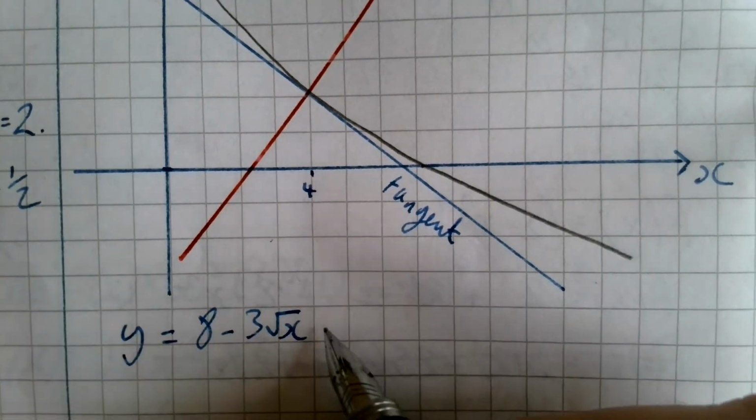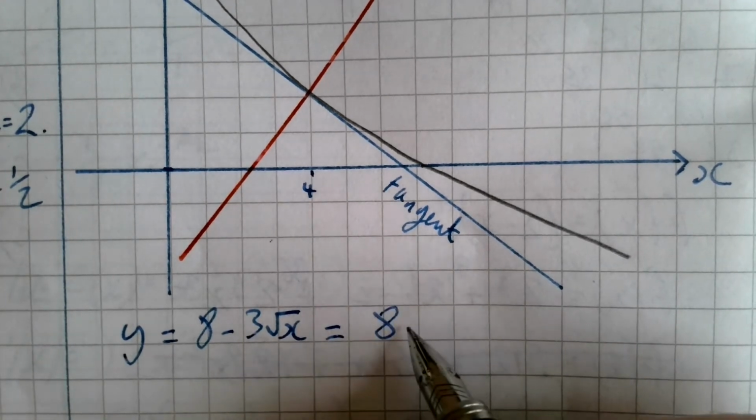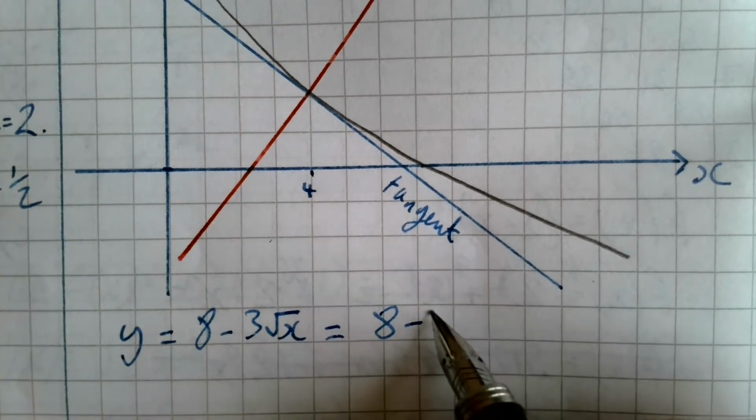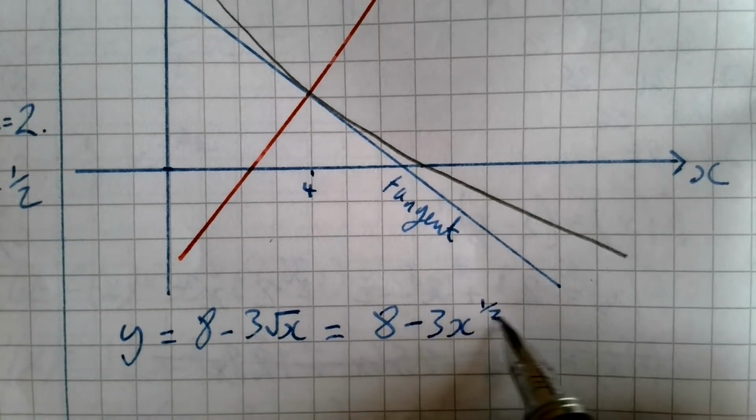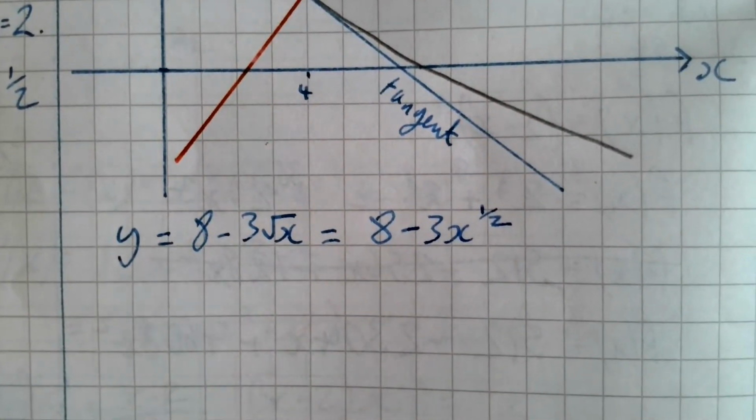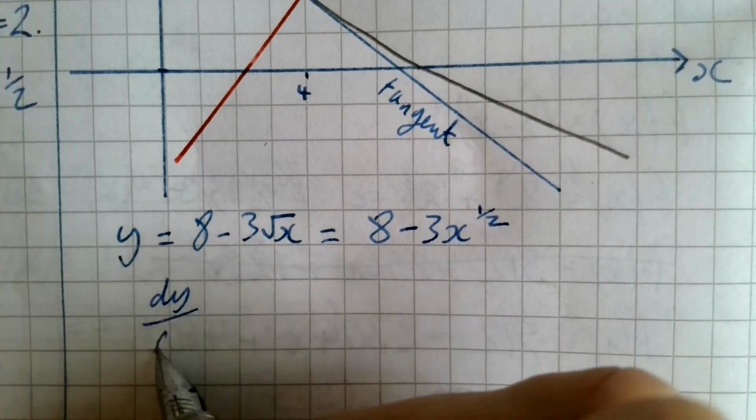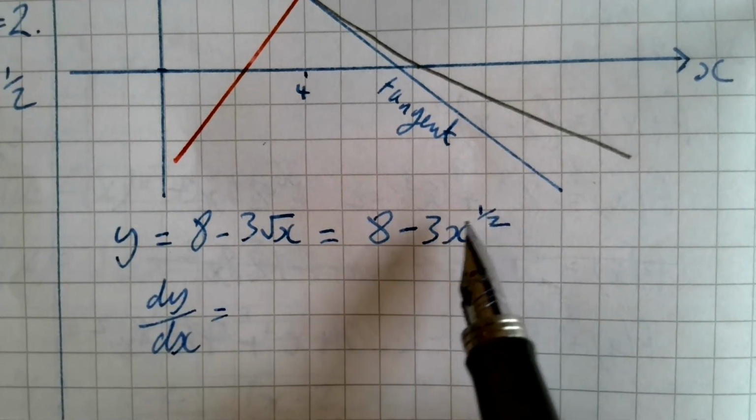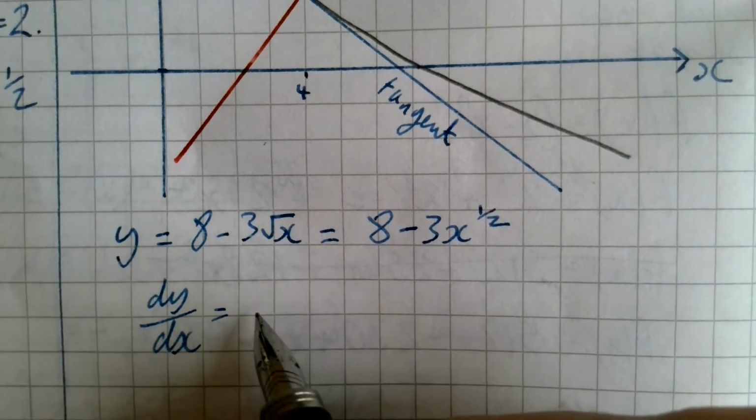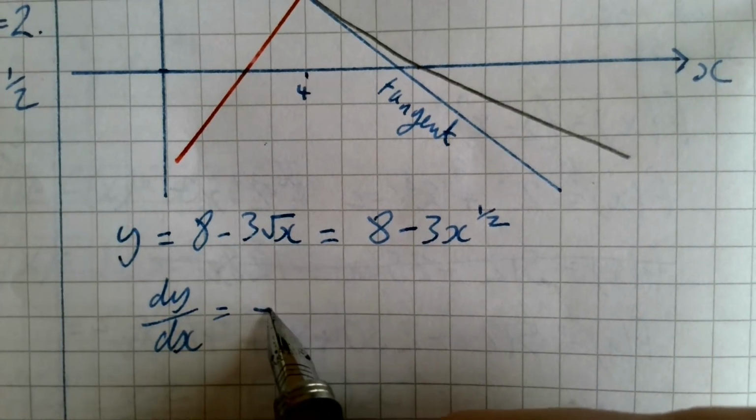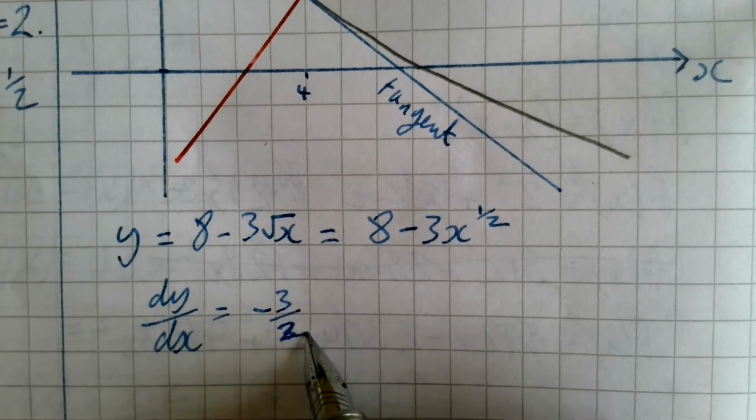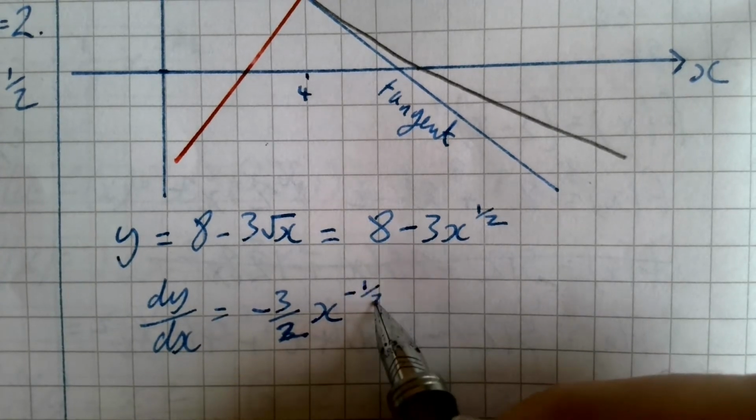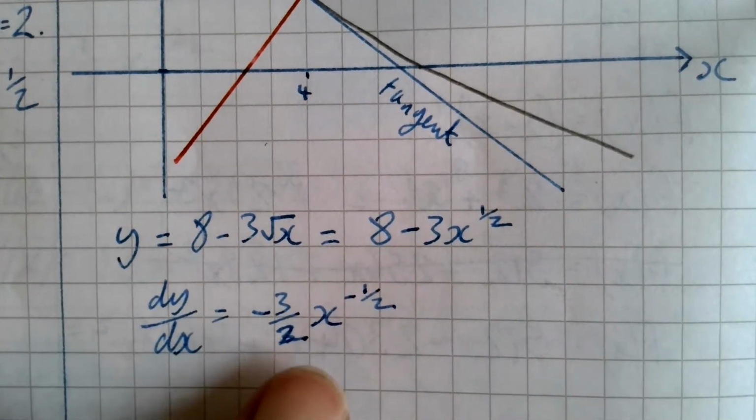Now at the moment we've got that in a root, so hopefully we're getting quite good at doing this now, but I need to turn that into a power of x, so the square root is to the power a half. Then I'm going to need to differentiate that, so dy over dx equals, the constant disappears, a half times -3 is -1.5 or -3 over 2, and the power of x will be -1/2. So that is my gradient function.